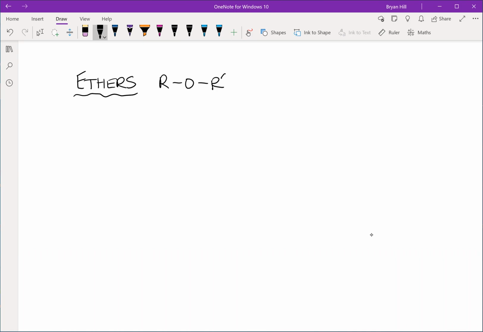These are relatively inert. It's a relatively inert functional group, and we use ethers as solvents. So the two which we have used the most are THF, which is a cyclic ether, tetrahydrofuran, and the other one is diethyl ether, which looks like this. So they're both really common aprotic solvents. Diethyl ether's got a relatively low boiling point. I think it's around 35 degrees.